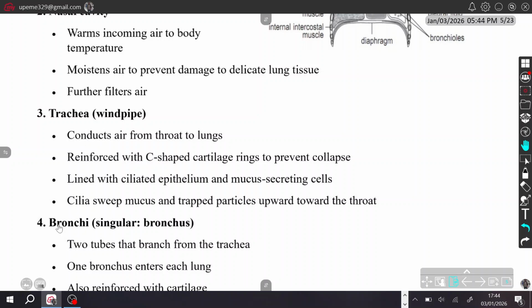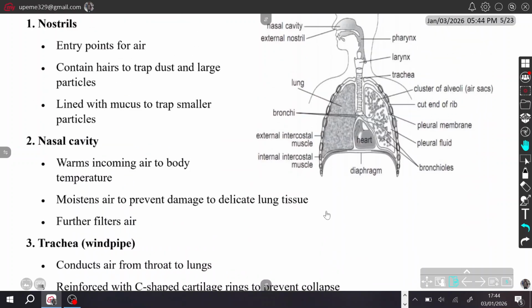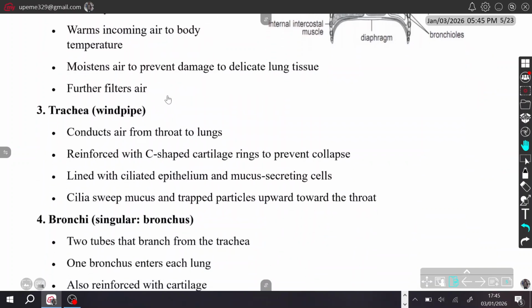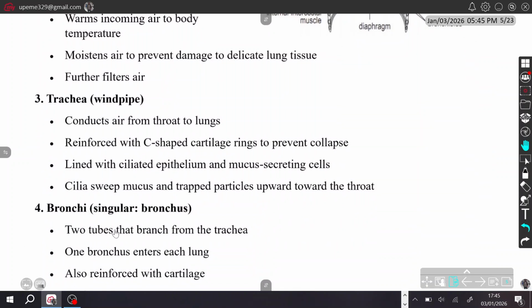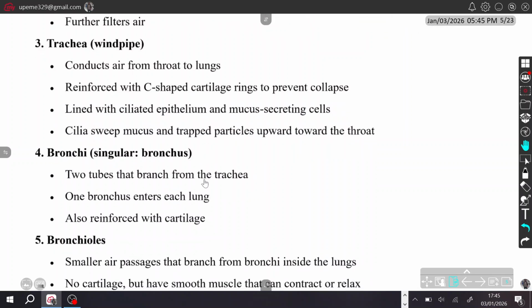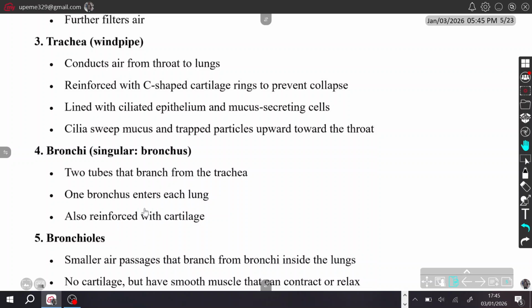Then after the trachea, we have what we call the bronchi, singular bronchus. So after the trachea, we have the bronchi. In fact, there are two, one going to the right lung, another one going to the left. Or if this is the left, this one is the right. Okay, so we have the bronchi, singular bronchus, two tubes. So these are two tubes that branch from the trachea. One bronchus enters each lung, also reinforced with cartilage. So these ones also have cartilage rings.